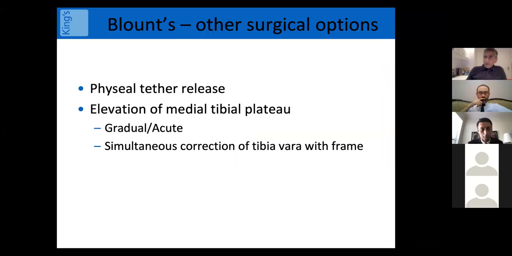There's some talk about physeal tether release. I haven't done one for Blount's, but the literature is not that encouraging. There are other options, like elevating the medial tibial plateau, to reverse the permanent changes you see in some Blount's. I've done probably three at the most, and I try to catch them early in our practice.